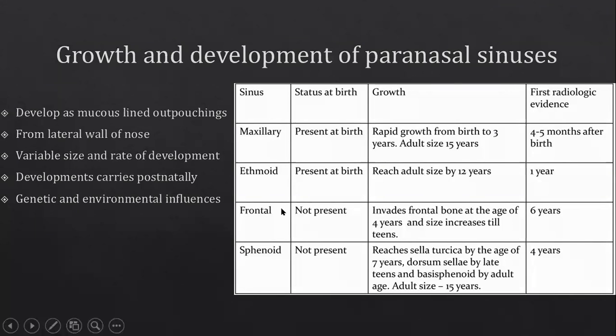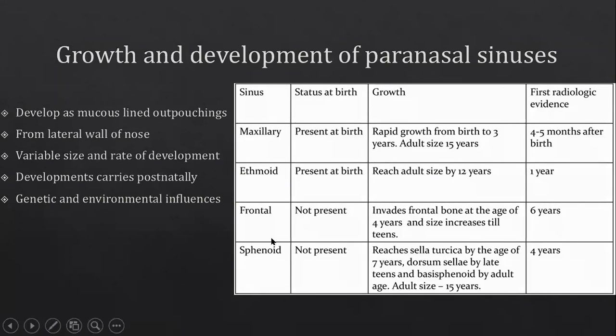The paranasal sinuses and the nose basically develop as an outgrowth from the lateral wall of the nose, and they are very much influenced, of course, by genetics, but also by environmental influences, depending upon where we live, the altitude, and the oxygen concentration, and hence the various sizes and shapes of the nose and the face across the globe.